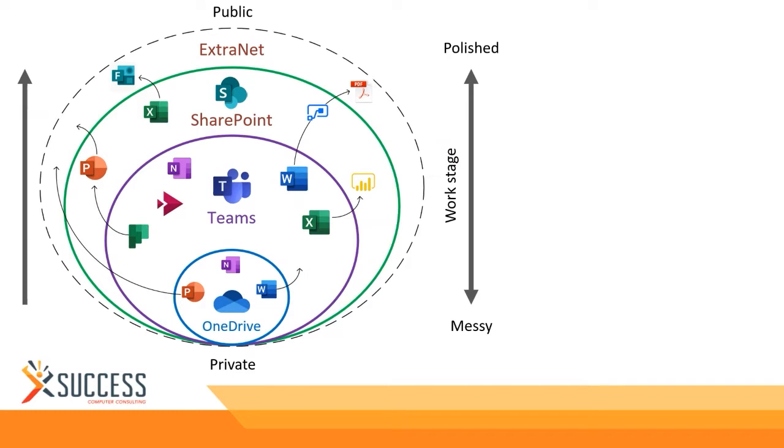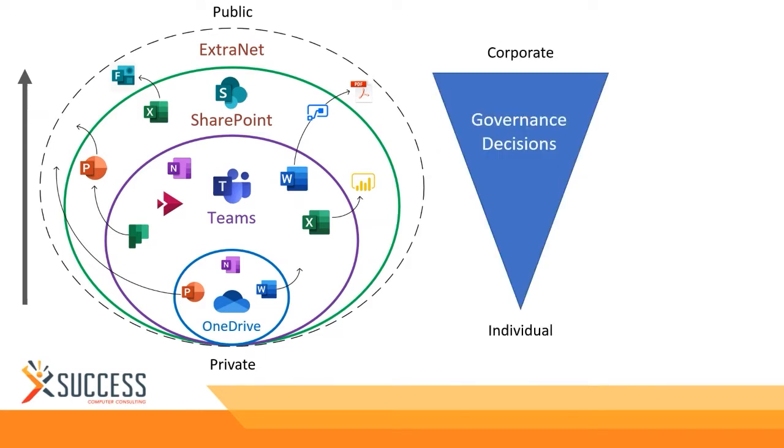These spheres also translate into work stage. So documents in your OneDrive are often in rough draft form and messy. As you scale up, your work becomes more polished because your audience is larger. The level of governance also changes from sphere to sphere. At the OneDrive level, you have control of who you share your documents with and how you share them. As you scale up, those sharing permissions are governed by your organization. Often, these governance decisions reflect the security requirements of your organization. So for example, if your organization handles a lot of sensitive data, external sharing may be disabled for certain people or teams in your organization.